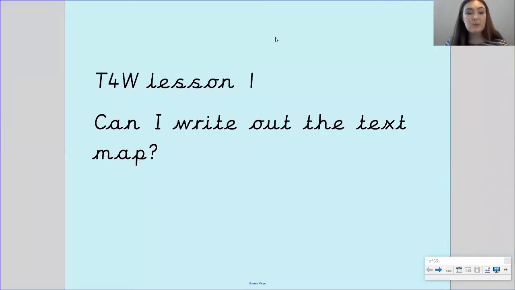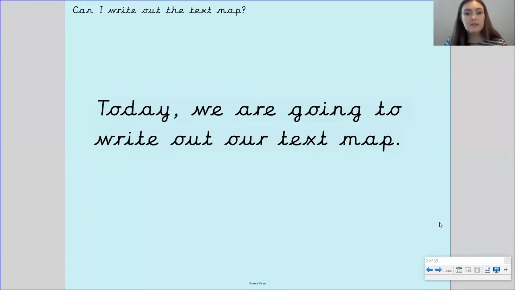Hi Gandhi class, welcome to your first Talk for Writing lesson this week. Our learning objective for today's lesson is, can I write out the text map? So today we're going to be writing out our text map. Remember, we're looking at an explanation text.